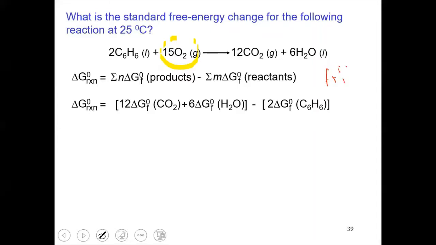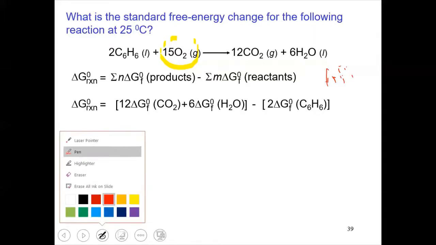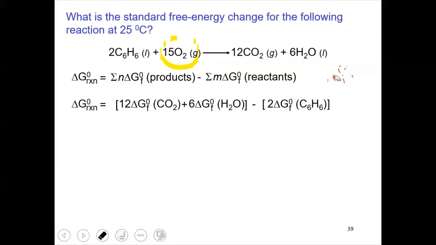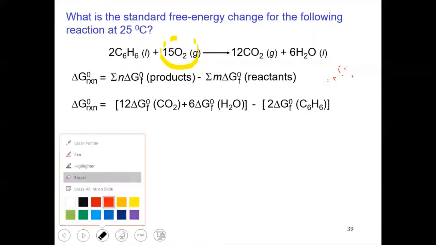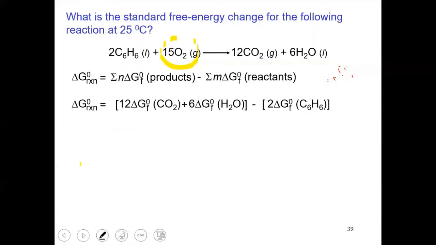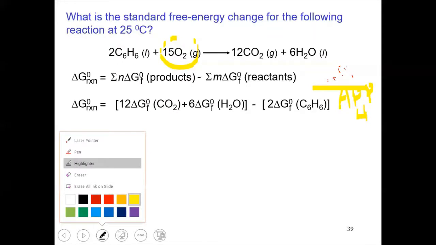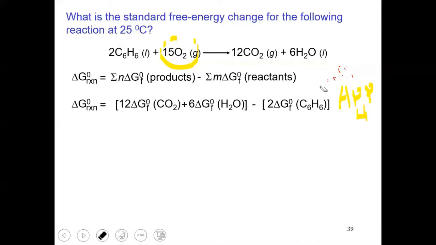Oops. Okay, I can do this. Okay, I guess this guy is not working. Let's try the highlighter. Okay, so appendix 4. That's where you're going to find these things in Top Hat.